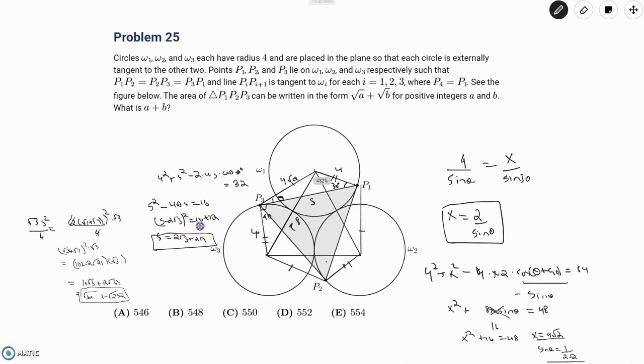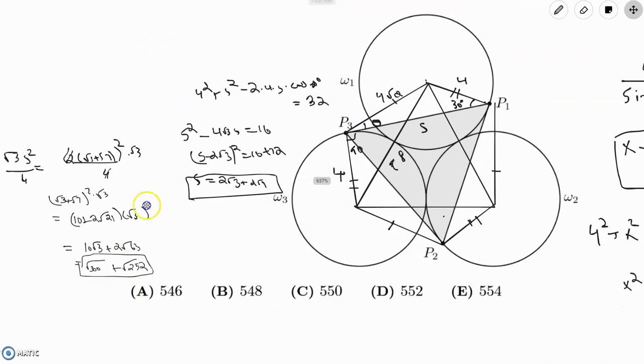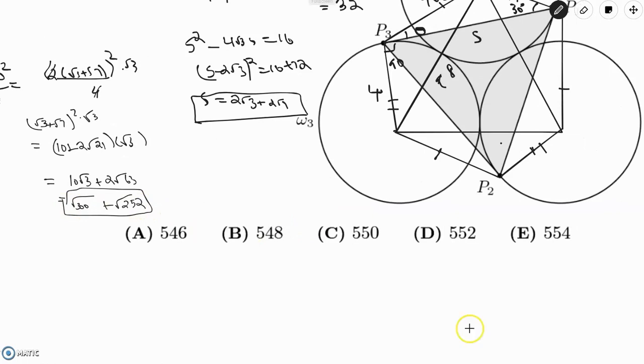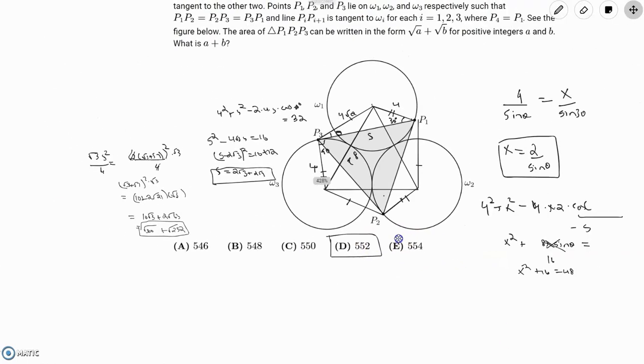Looking at our requested form, it's equal to root a plus root b. So a is equal to 300 and b is equal to 252. So 300 plus 252 is equal to 552. That is answer choice D, and we are done.